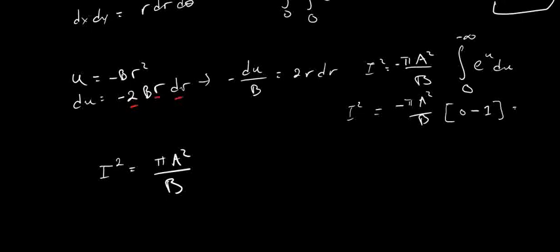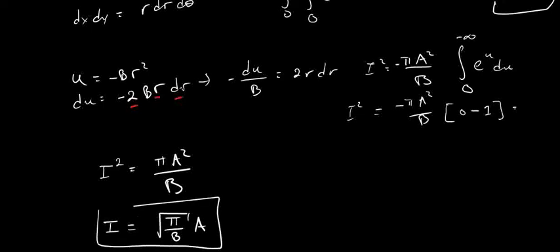But we're not looking for I squared, we're looking for just I. So take the square root of both sides. We get I is equal to the square root of pi divided by b, all that times a. Okay, and so that is what the integral from minus infinity to infinity of a times e to the minus b x squared dx is equal to.